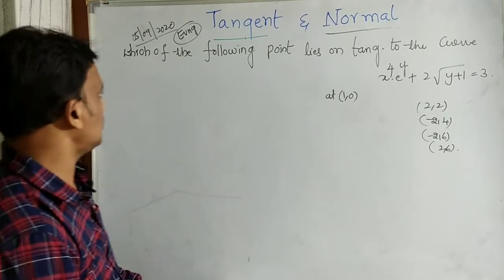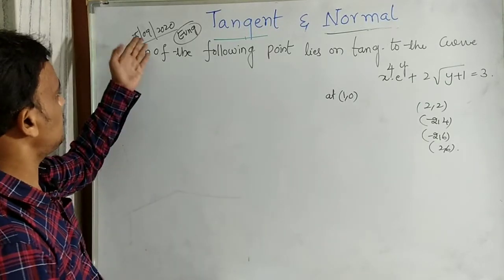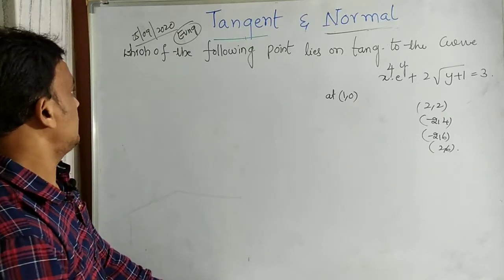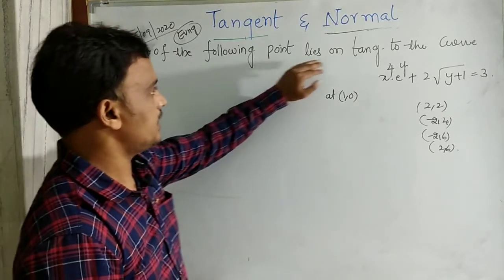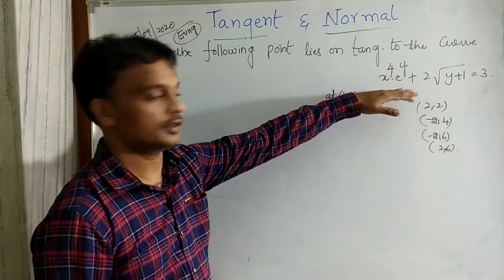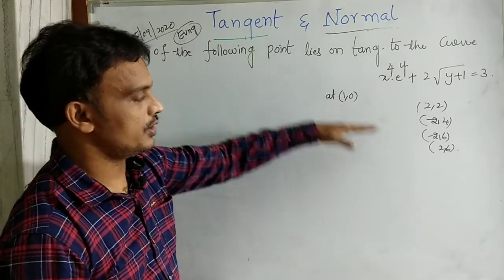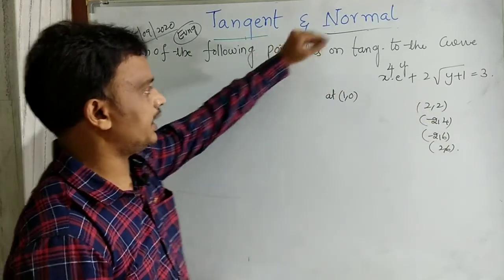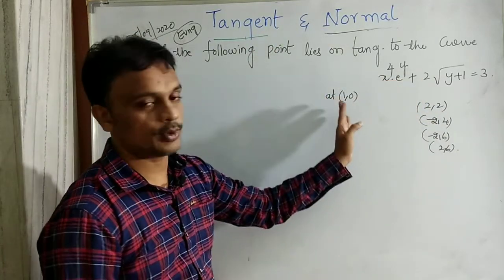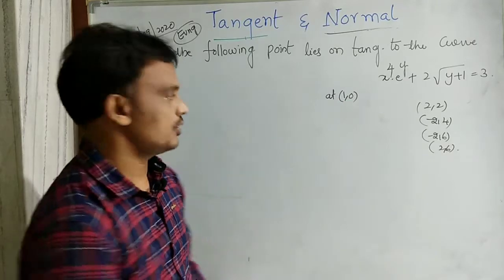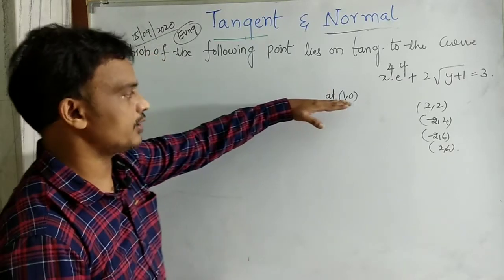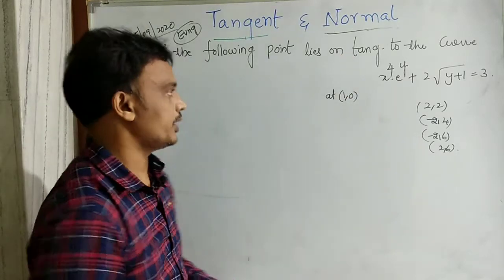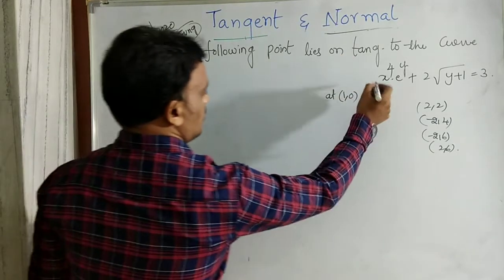Let us discuss one more problem, which is the 5th September 2020 evening shift paper. Which of the following points lies on the tangent to the curve at the point (1, 0)? Here they have given 4 points. First of all, there is no tangent given, so first we should find the tangent at the point (1, 0), and then check these options. So first we should find the slope of the tangent.